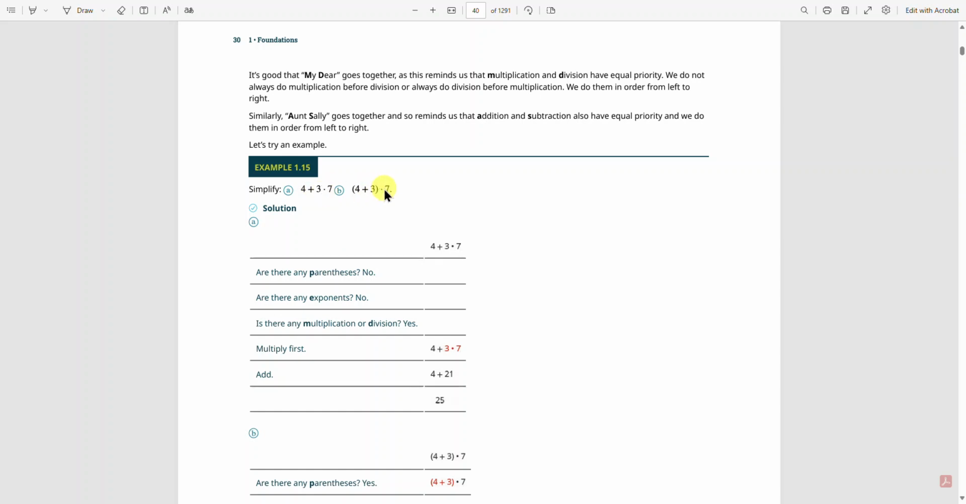Now, if we look at the second example, this gets a little more difficult. Notice we've got parentheses that enclose 4 plus 3. So they're showing us that if we take these numbers and write them in the same way, 4 plus 3 times 7, but in this example, the 4 plus 3, the addition was actually in parentheses, we would simplify this expression differently because of the parentheses, because the order of operations starts with parentheses. So we would actually solve what's inside the parentheses, or simplify what's inside the parentheses first.